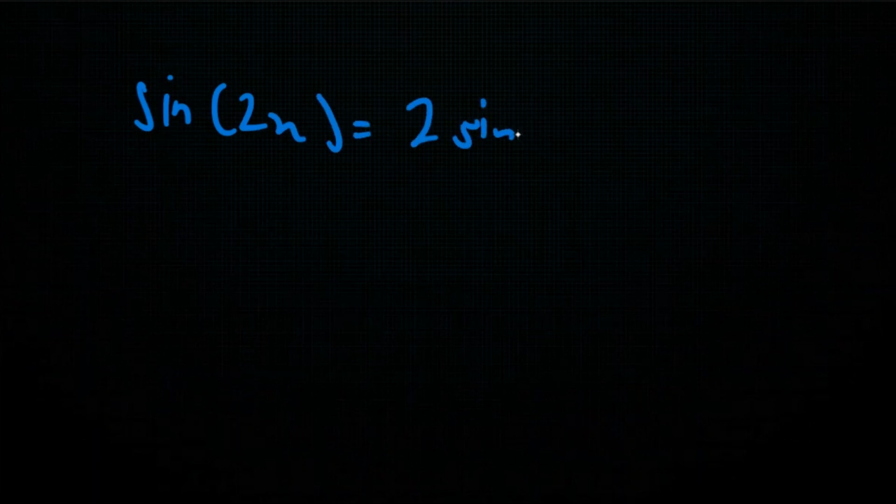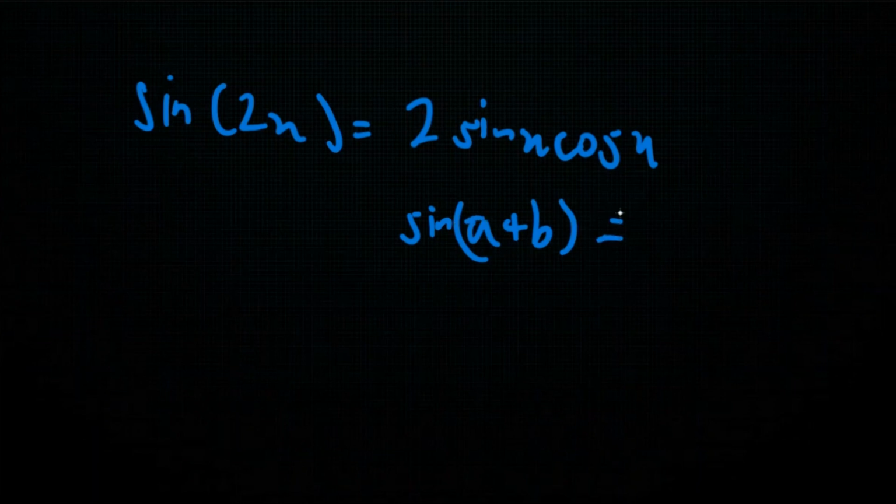Alright, so the next identity is proving that sine 2x equals 2 sine x cosine x. So how can we start? Let's start with the angle addition formula that states sine(a + b) equals sine a cos b plus cos a sine b.